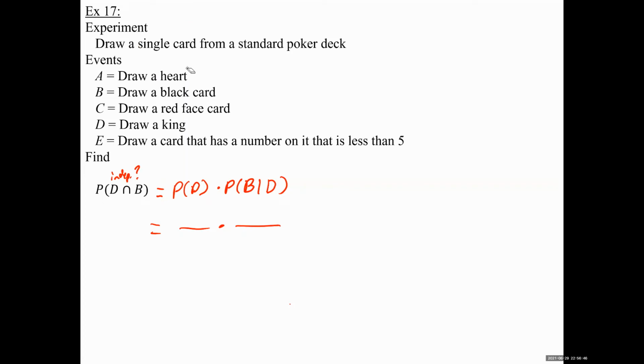The first one says, let's find the probability of D, the probability of getting a king. Since this is not a conditional probability, we're drawing from a full deck. Someone tell me the probability of getting a king. 4 out of 52. 4 kings, 52 total, yeah. But the second one is a conditional probability, okay?